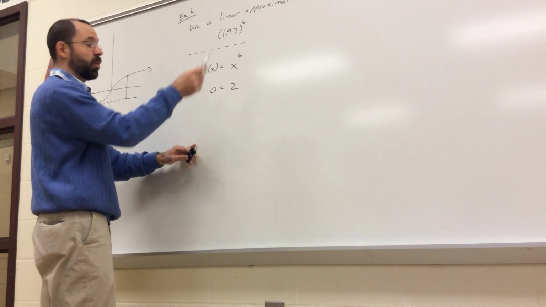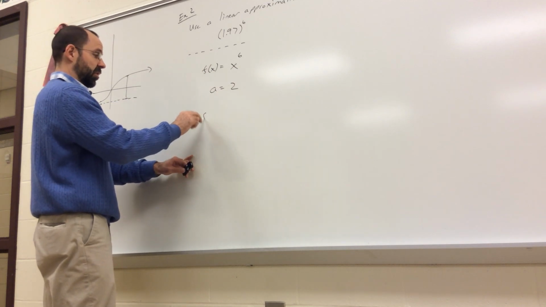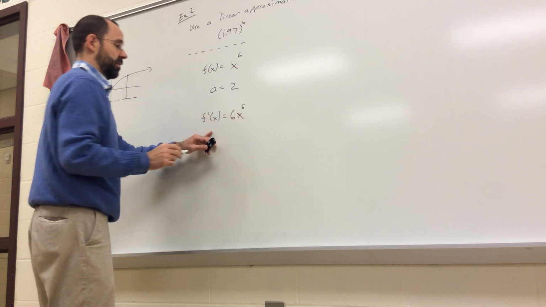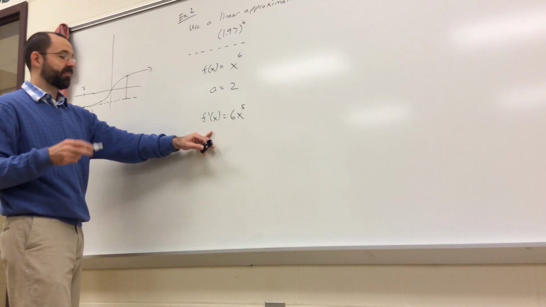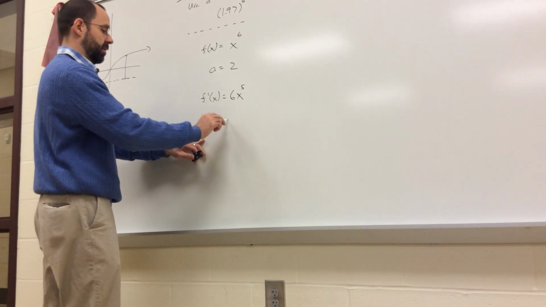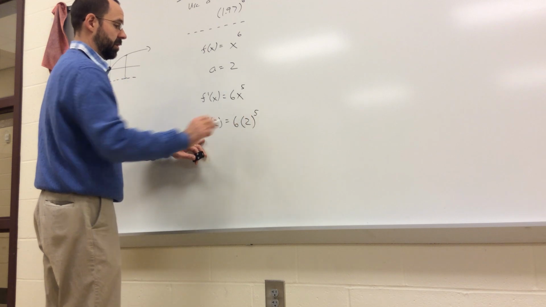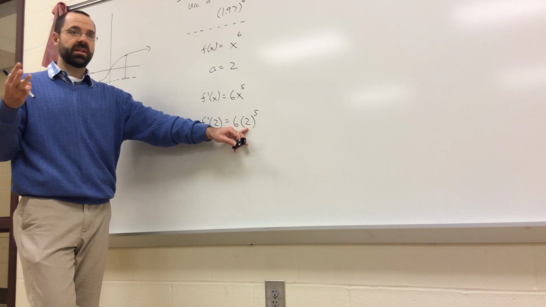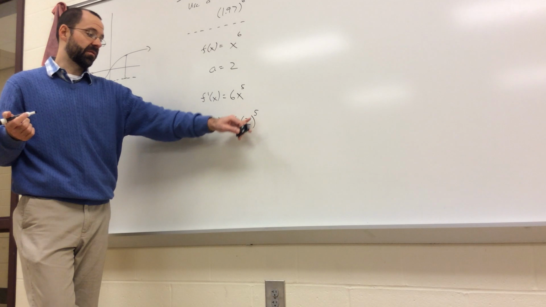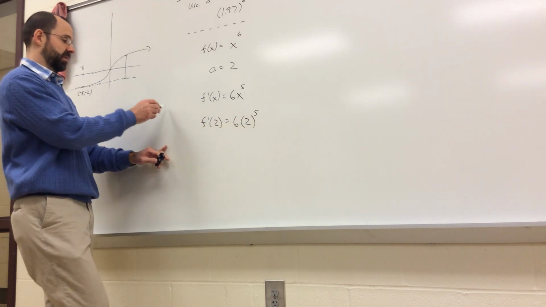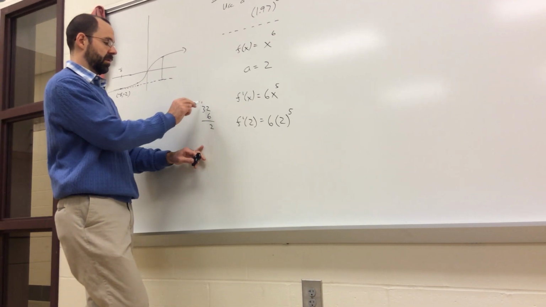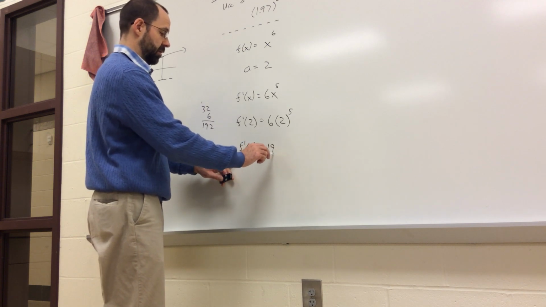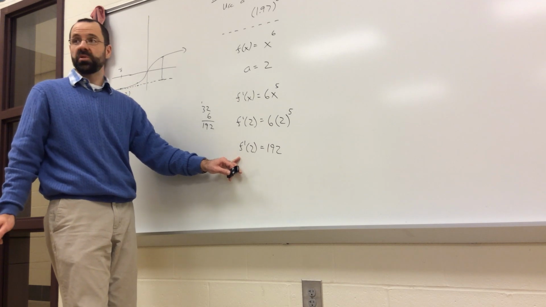So here's our function. Now we're going to write the equation of the tangent line. So let's see, I need the slope of the tangent line if I'm going to find the equation of the tangent line. So that's 6x to the fifth. So then you just plug 2 into that. So 2 to the fifth, 2 times 2 is 4, times 2 is 8, times 2 is 16, times 2 is 32, so 2 to the fifth is 32. I'll multiply that by 6. That comes out to 192. That means the slope is 192.